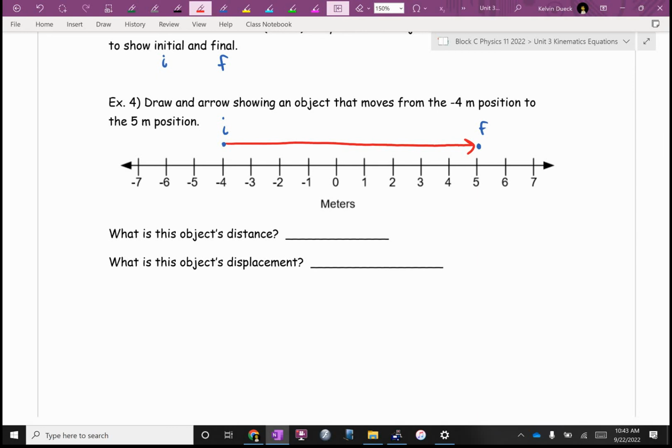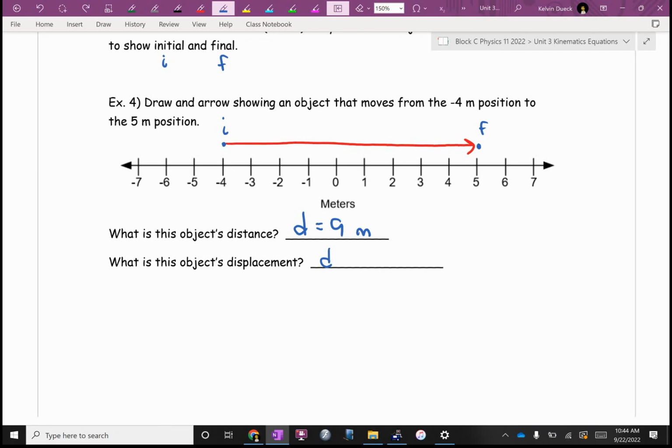Cameron, what's this object's distance? Yeah. d equals 9, and then units, meters. What's this object's displacement, Cameron? Where did we start? Where did we end up? What's our change in position? I'll give you a hint. You could probably say the same thing that you said a few minutes ago.